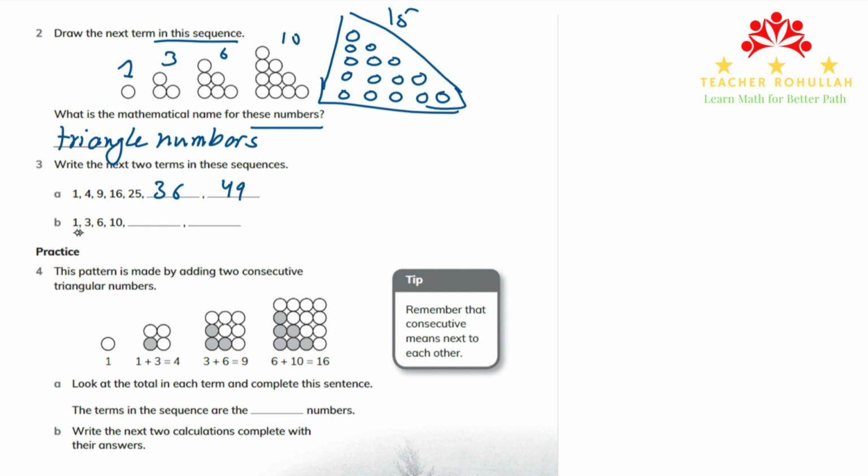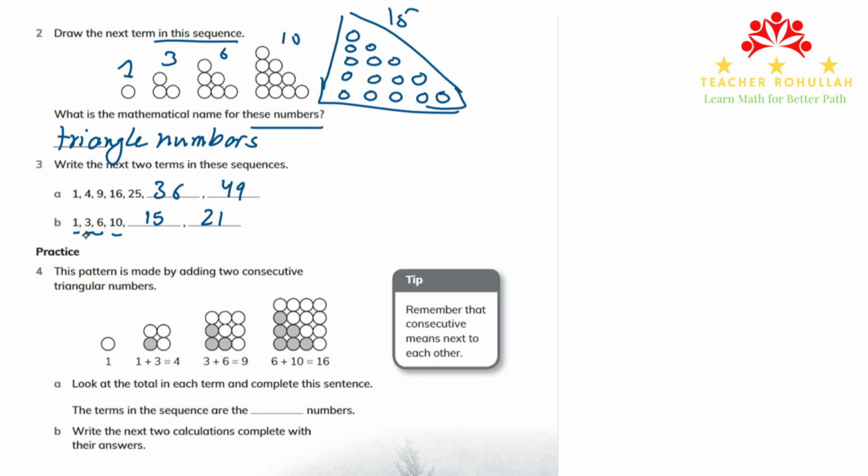In part B, we have 1, 3, 6, 10. So the next one is 15. After 15, the next one is 21. These are the numbers that can make triangles, and they are called triangular numbers. Question 3 is also solved. Let's move to question 4.